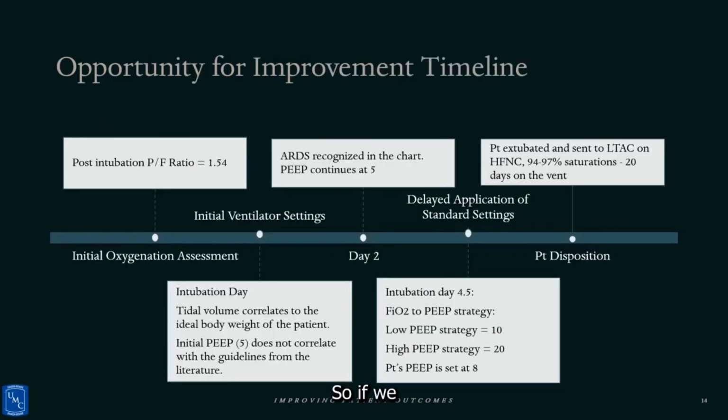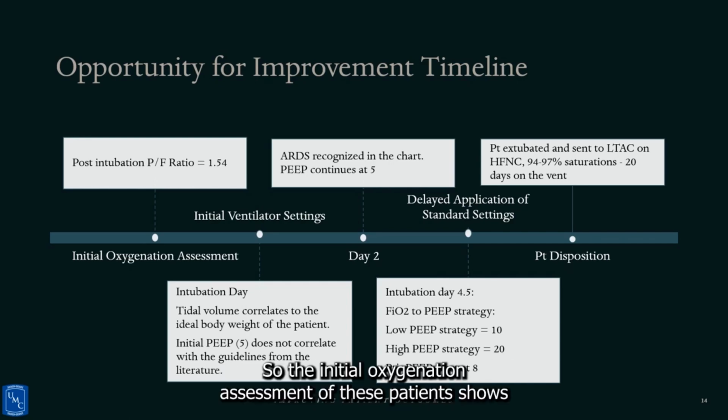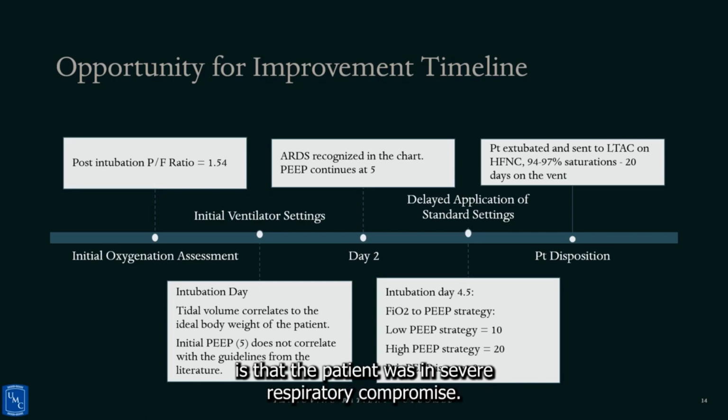So if we analyze this case, we have a post-intubation PF ratio that was decreased severely at 1.5. Remember that PF ratios less than 300 are considered very abnormal. So the initial oxygenation assessment of this patient shows us that the patient was in severe respiratory compromise.